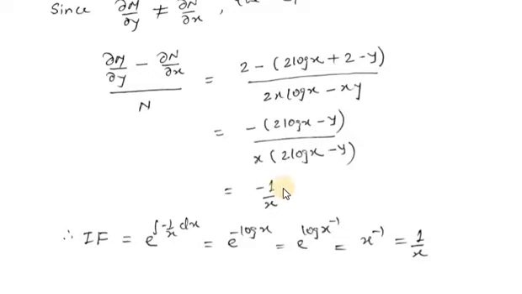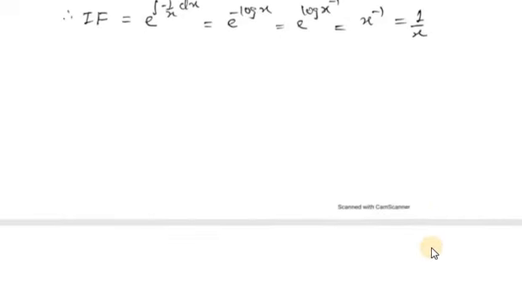So this is f(x). Now IF is e raised to integration f(x) dx, and integration of 1 upon x is log x, minus sign as it is. Now again applying the property of logarithm, it will become e raised to log x raised to minus 1. Again applying the property of logarithm, it will become x raised to minus 1, and x raised to minus 1 is 1 upon x. So the integrating factor is 1 upon x.